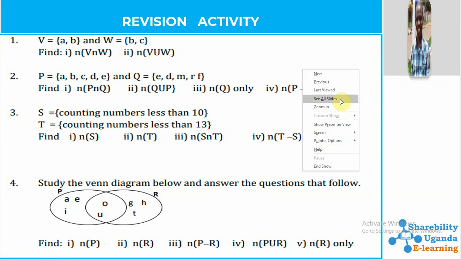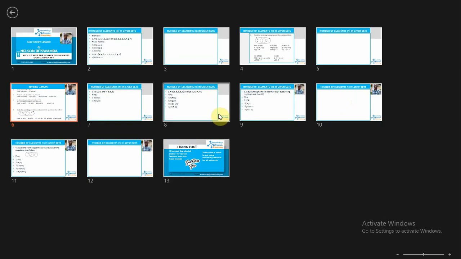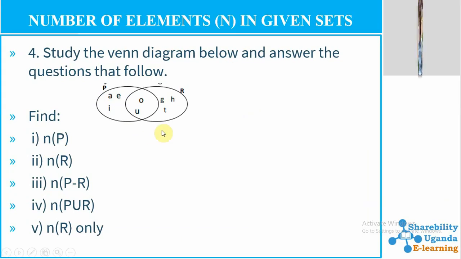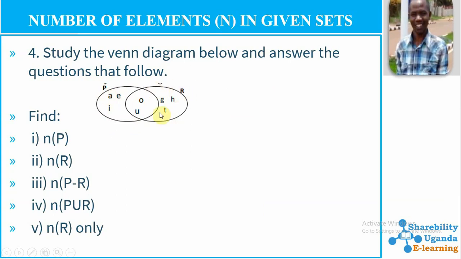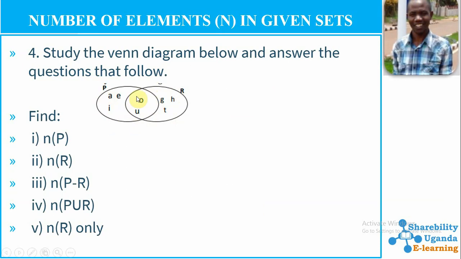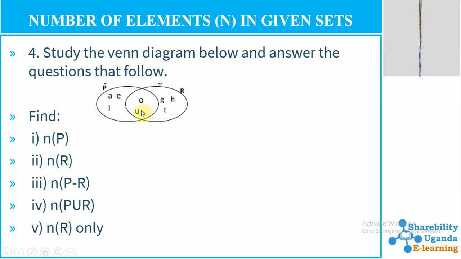Okay, to cut short and go straight, let's move exactly to this question. Right, so this is the question of ours that we want to solve. As you can see, we have our set P and also our set R, and this is the overlapping part, or the relationship between these two sets. So here we shall look at the questions that follow.